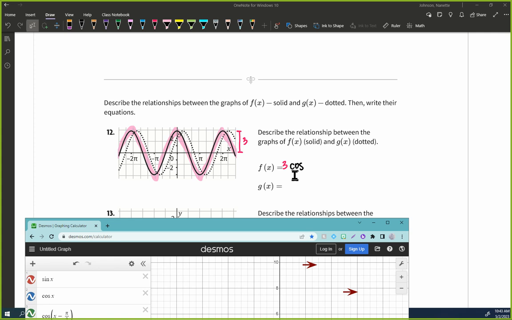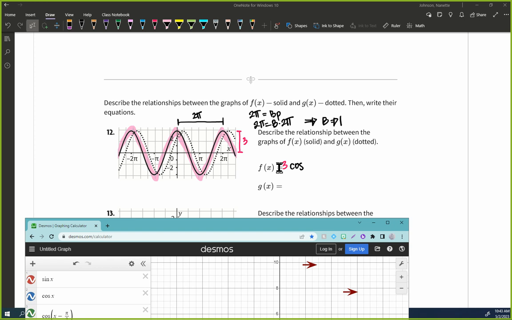B, is B affected? Yeah, B is not affected. Ms. Johnson, how do you know? Because normally your period goes from 0 to 2 pi, which is where it's at right there. So my B is 1. This is my period right here, 2 pi. Because 2 pi equals B times the period, and my period is 2 pi, so 2 pi equals B times 2 pi. That implies that B is 1. Oops, B is 1. There you go.